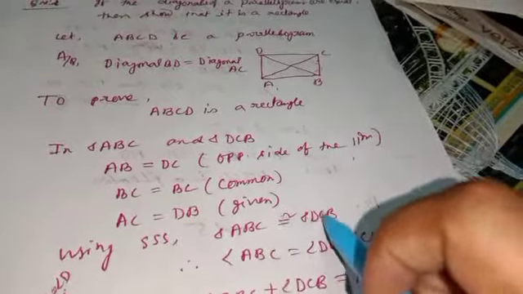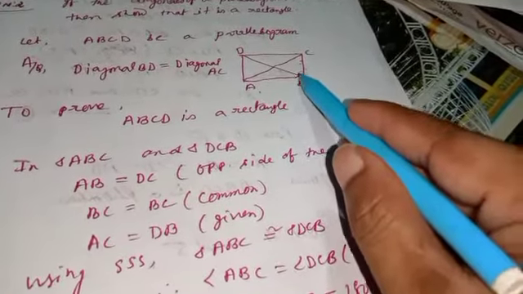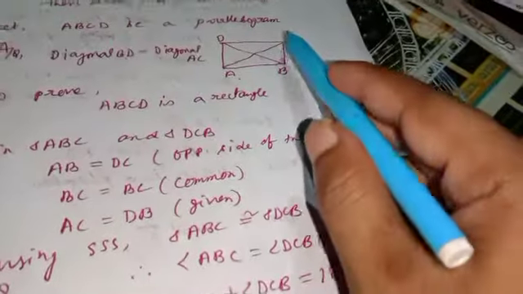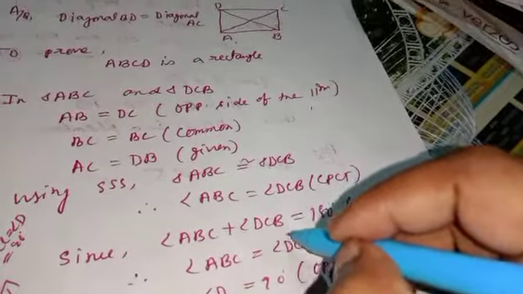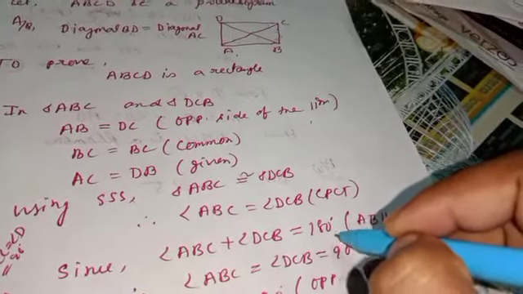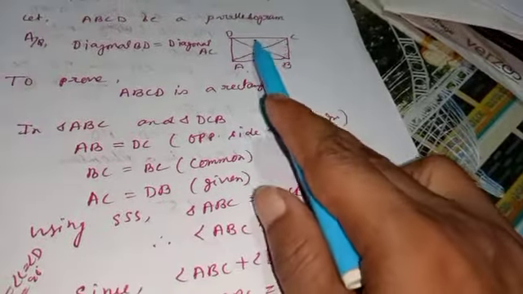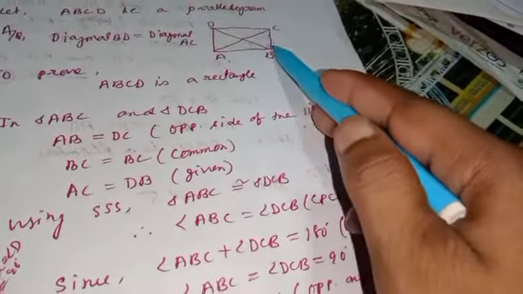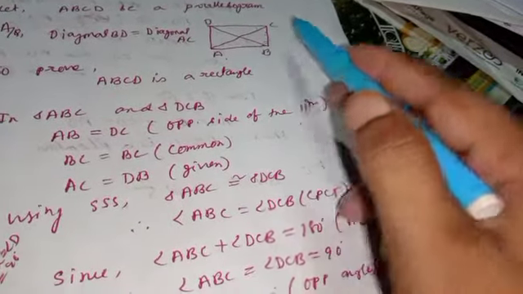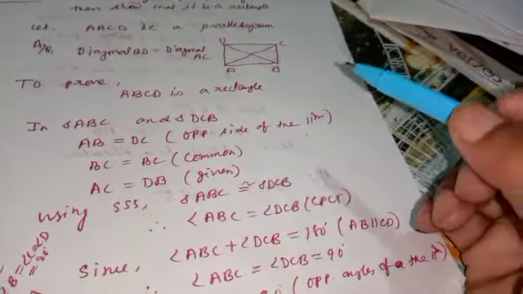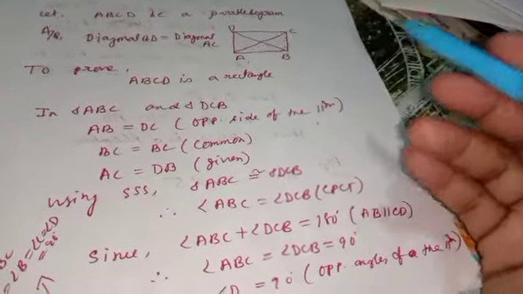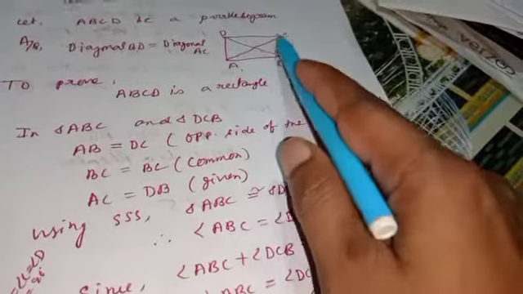So these two triangles are congruent. So we get this angle, meaning angle ABC and angle DCB. Since angle ABC plus angle DCB is equal to 180 degrees. Why? Because AB is parallel to DC, and BC will be the transversal. Then the sum of these angles is 180 degrees. And I have also told you that adjacent angles of a parallelogram are supplementary. Why? Because these two lines are parallel and this is the transversal.